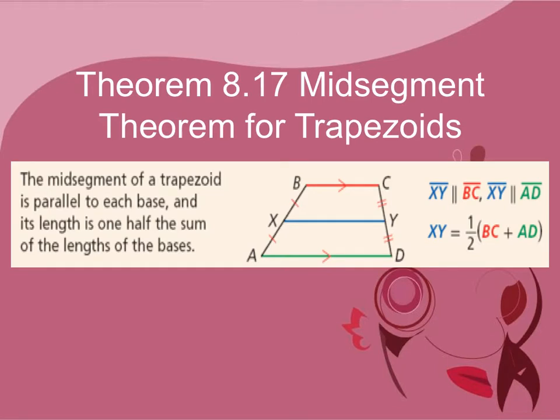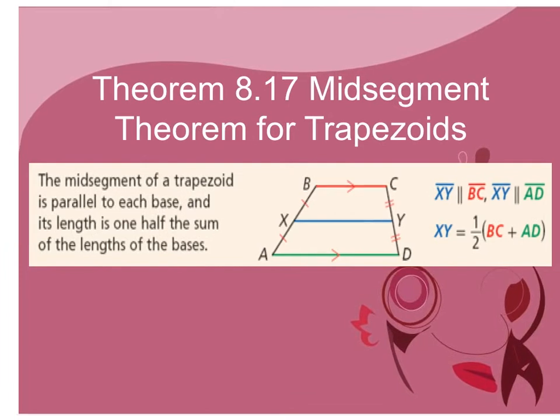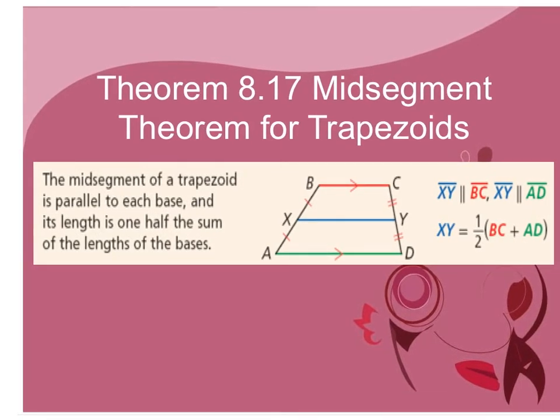All right, this is the trapezoid midsegment theorem. And what it says is the midsegment of a trapezoid is parallel to each base. What they're saying is that if that blue line in the middle, XY, is the midsegment, then it must be parallel to both of the bases. It has to be parallel to BC on top, and it has to be parallel to AD on the bottom. We already knew the bases were parallel, but that tells us that this will be parallel to those as well. All three of them are parallel.